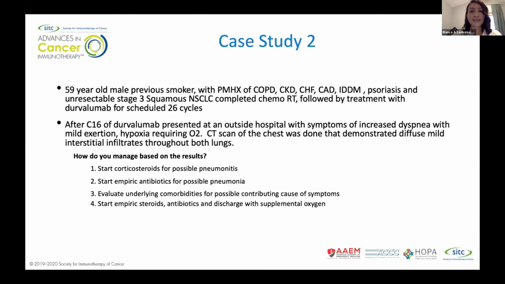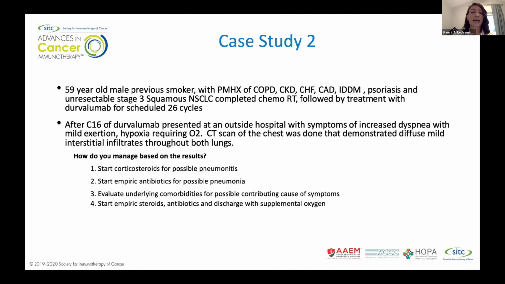Okay, great. I do like to see the different responses here. So I'll tell you what happened to this particular patient. At the outside hospital, because he was on an immune checkpoint inhibitor and he had these infiltrates on his CT of the chest, they automatically attributed the infiltrates to the immune checkpoint inhibitor, and they treated him with high-dose corticosteroids, and the patient continued to be symptomatic and really was not improving.